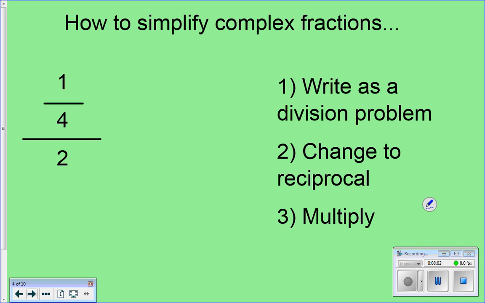So I'm going to do my first one, and I'm going to write this as a division problem. 1/4 divided by 2 over 1. Why did I put 2 over 1? Because it's a whole number. Very good. So that was my first step. Do I need to slow down? I'll wait a few more seconds so you can get caught up with me, then I'll do the second step.